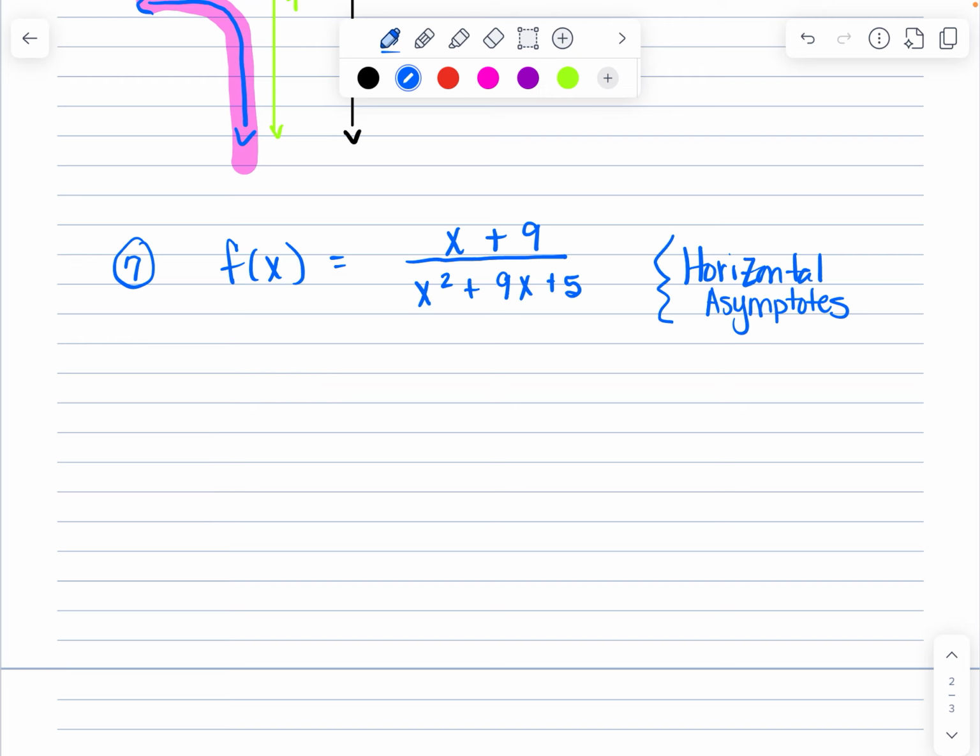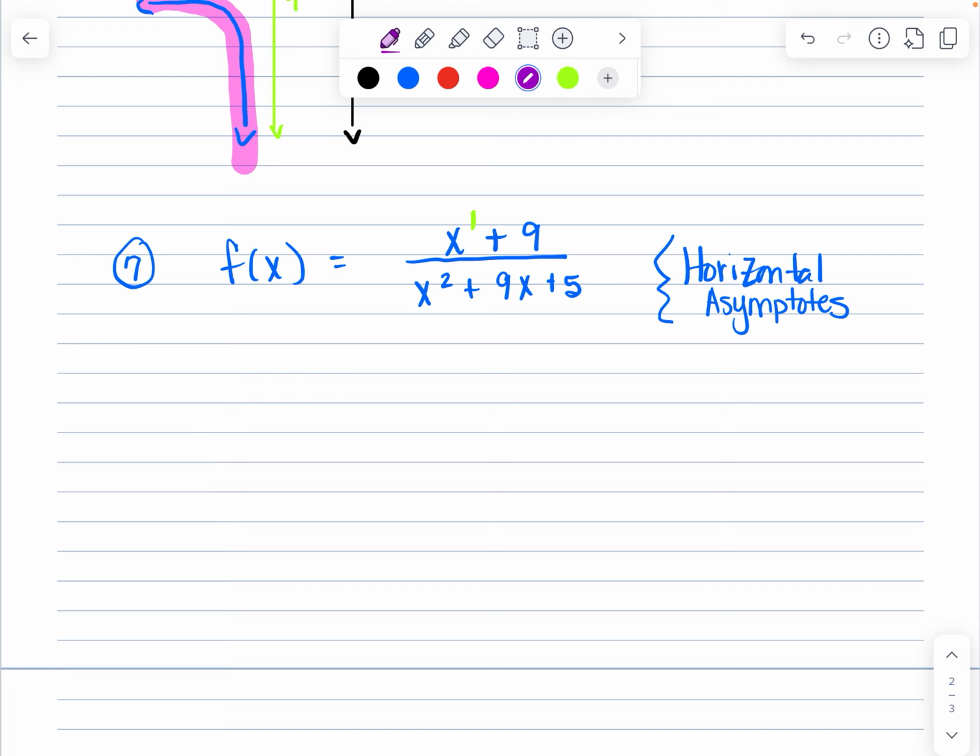Number 7, and I believe 8 also, both ask for the horizontal asymptotes. Hopefully you have your rules written down, because there were 3 different ones. Either it's 0, there isn't one, or it's a number based on what the coefficients are. Here, this is really a degree 1, but we don't write it.